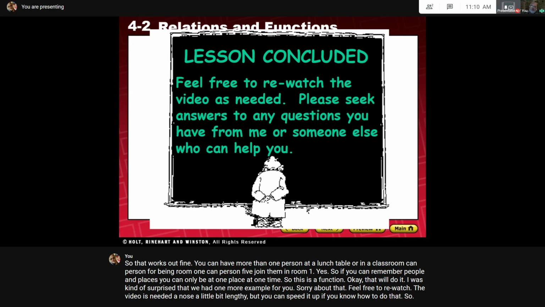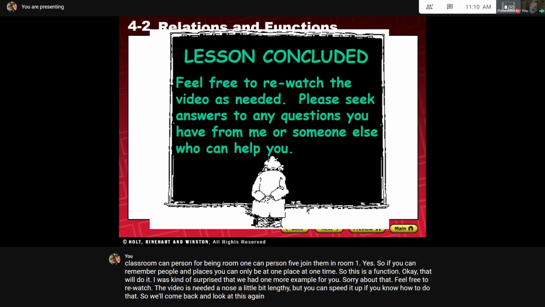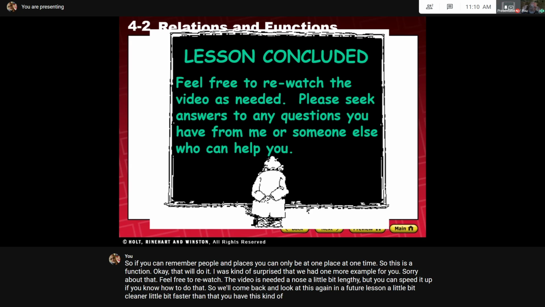So we'll come back and look at this again in a future lesson, a little bit cleaner, a little bit faster now that you have this kind of worked out. Have the mapping diagram in your head.